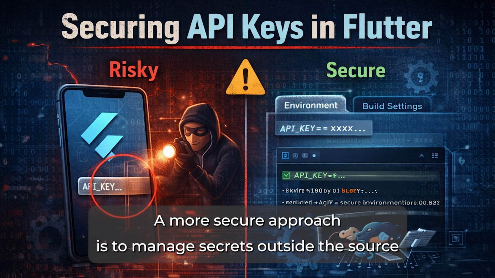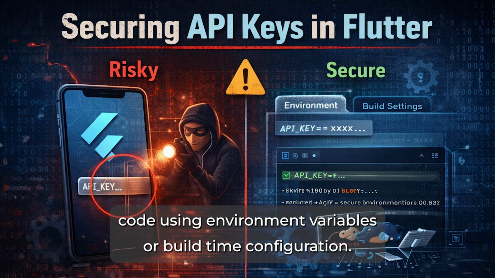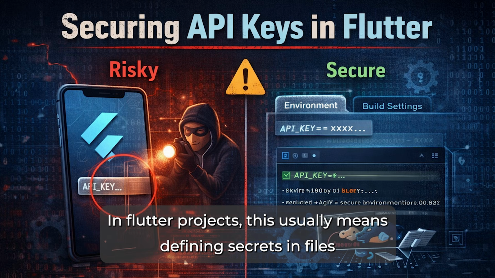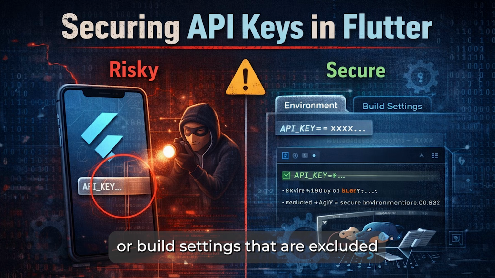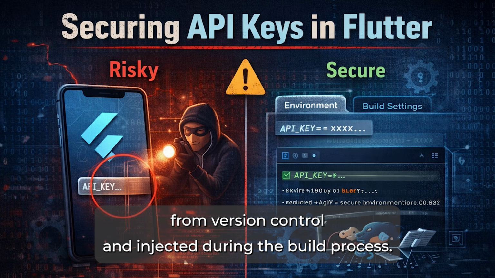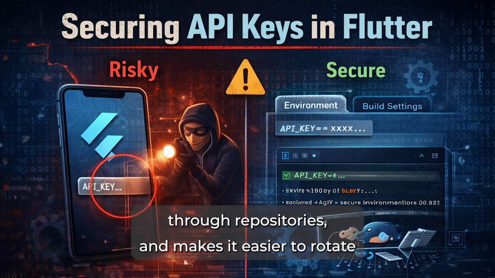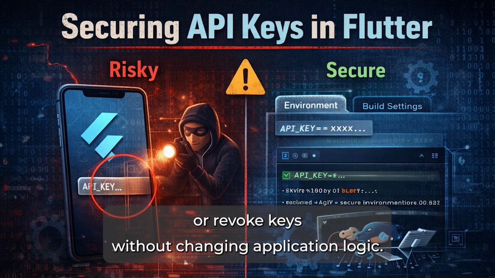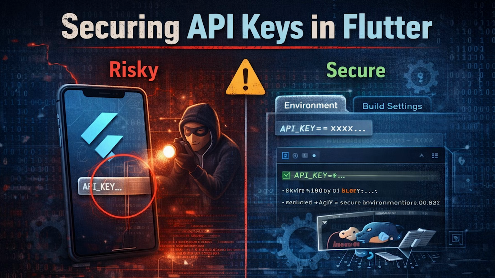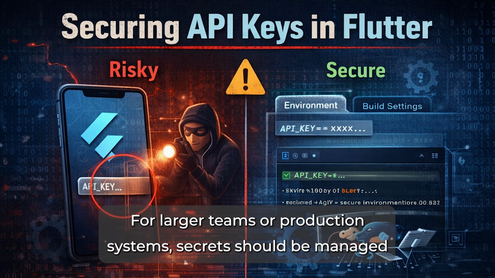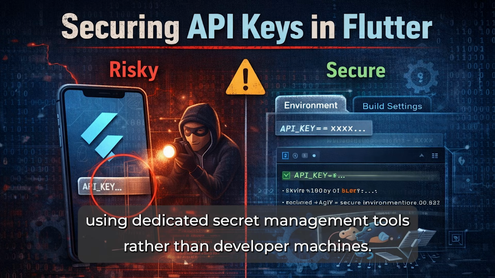A more secure approach is to manage secrets outside the source code using environment variables or build time configuration. In Flutter projects, this usually means defining secrets in files or build settings that are excluded from version control and injected during the build process. This reduces the risk of accidental exposure through repositories and makes it easier to rotate or revoke keys without changing application logic. For larger teams or production systems, secrets should be managed using dedicated secret management tools rather than developer machines.